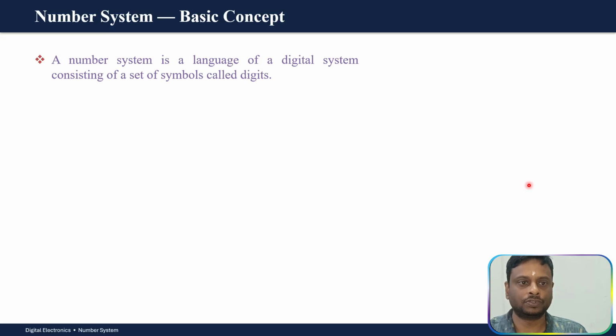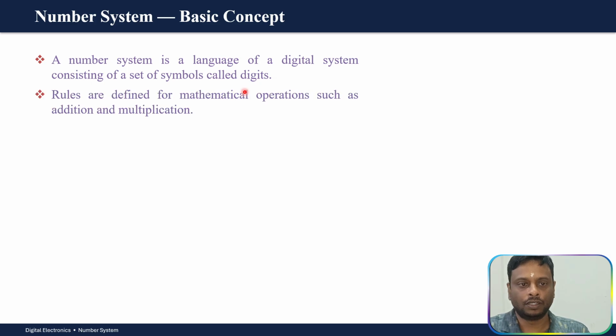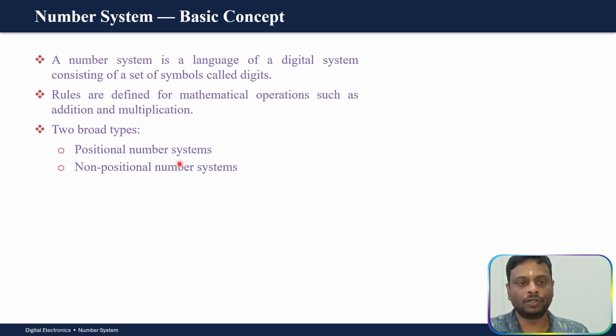As I have told you, the number system is a language of digital systems consisting of a set of symbols. The set of symbols is known as digits. The rules are defined for mathematical operations such as addition and subtraction. We have two broad categories of number system: positional number systems and non-positional number systems. What positional and non-positional mean, we will see.